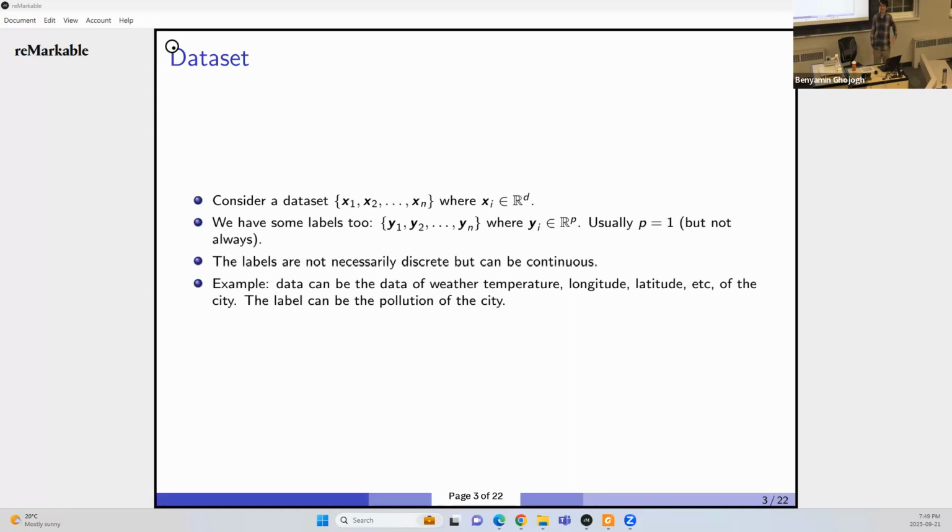Okay. Consider a data set x1 to xn, right? Where each point is a d-dimensional vector. We have some labels too, y1 to yn, where each label is a p-dimensional vector. It might be a bit weird for you because usually you might have heard that the labels are scalars, but this is more general. If you set p to 1, then the labels are scalars, right? So here I'm more general. I'm assuming that the labels are also vectors.